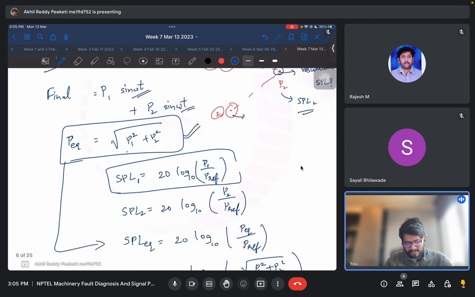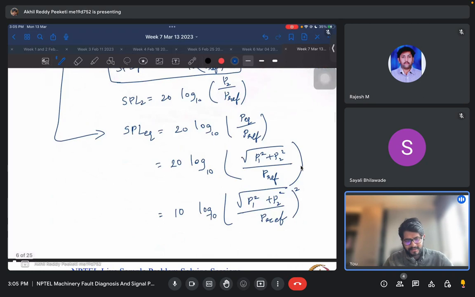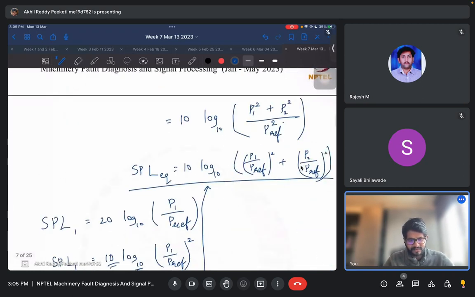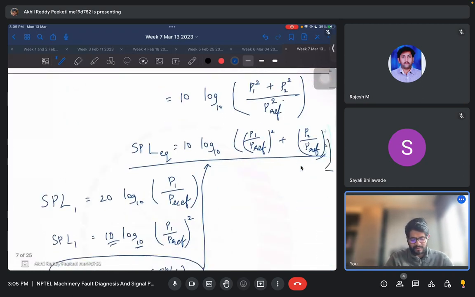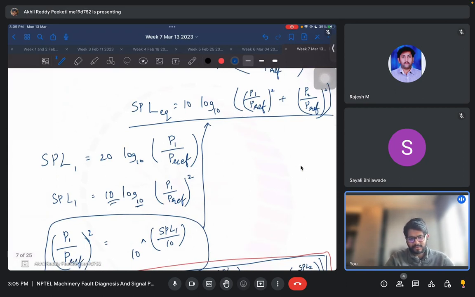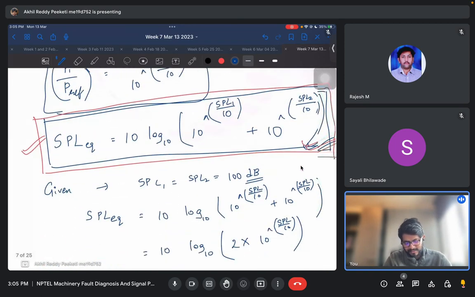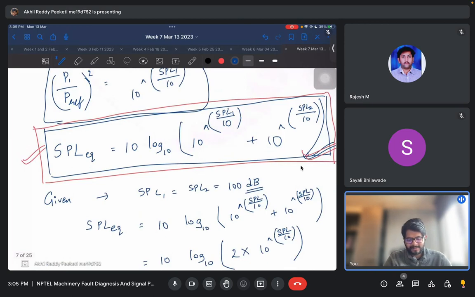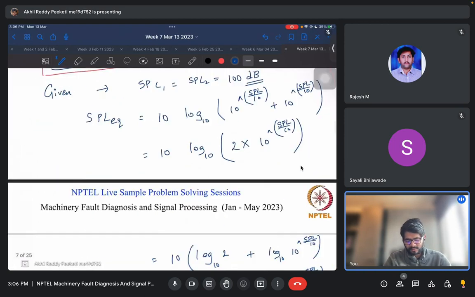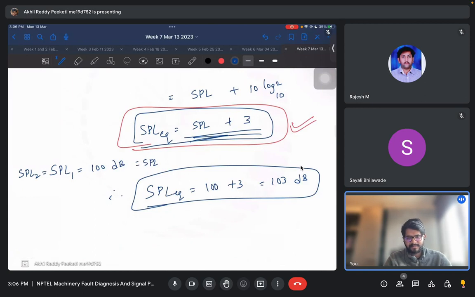Then from that P equivalent, we can write SPL equivalent in terms of individual pressures P1 and P2, and from there again we substitute P1 by Pref and P2 by Pref in terms of their SPLs. Then we will get this final form for the equivalent SPL in terms of SPL1 and SPL2. And if by chance SPL1 and SPL2 are equal, then it's simply the existing SPL plus 3 that would be the equivalent SPL.